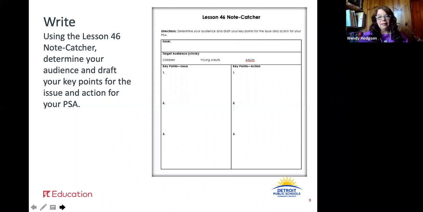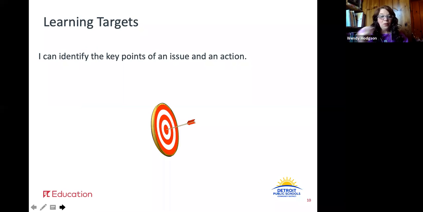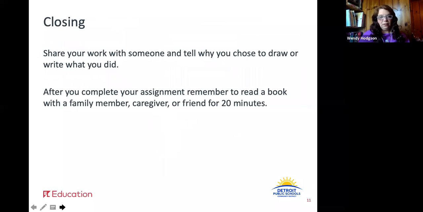All right, fantastic. So we started this final week looking through all 9 articles, choosing 2, and now you're down to 1. And on your lesson 46 note catcher, you have all of your key points for issue and action. We'll pick it up there tomorrow. We really just wanted to identify the key points of an issue and an action. And you can keep thinking about, talking about, and sharing your work with people that are around you.